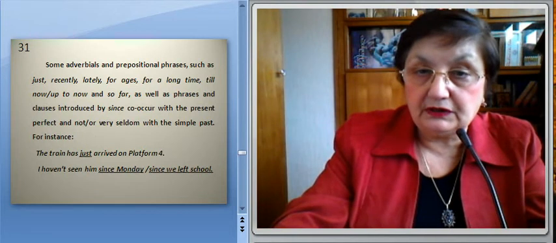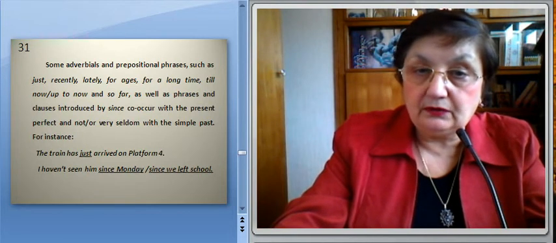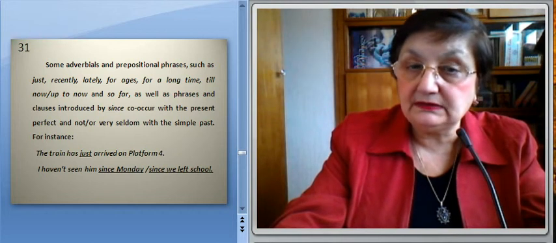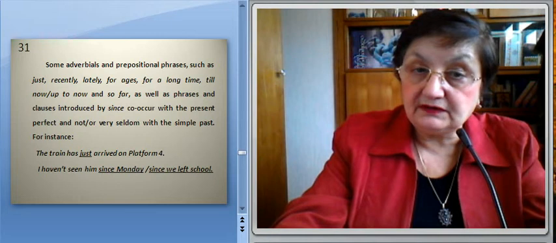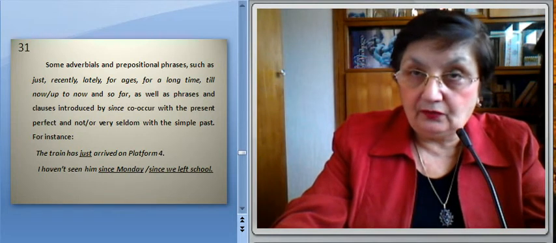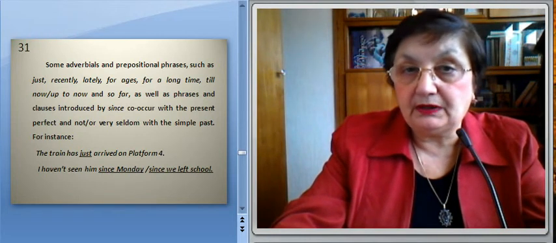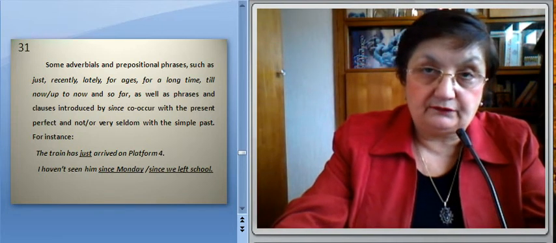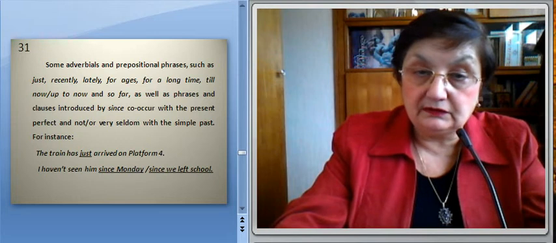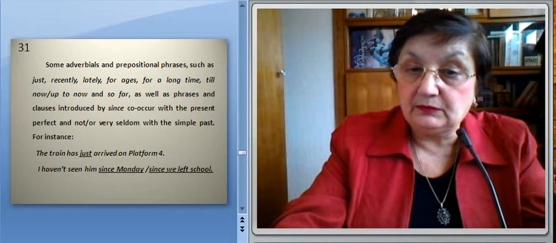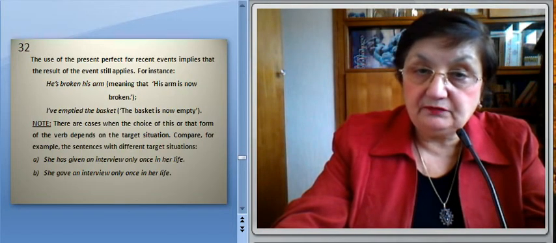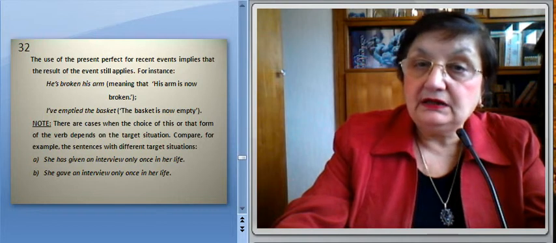For instance, the train has just arrived on platform 4, or I have not seen him since Monday, or I have not seen him since we left school. The use of the present perfect for recent events implies that the result of the event still applies. For instance, he has broken his arm, and the meaning is that his arm is broken now. Or I have emptied the basket, and the meaning is that the basket is empty now.